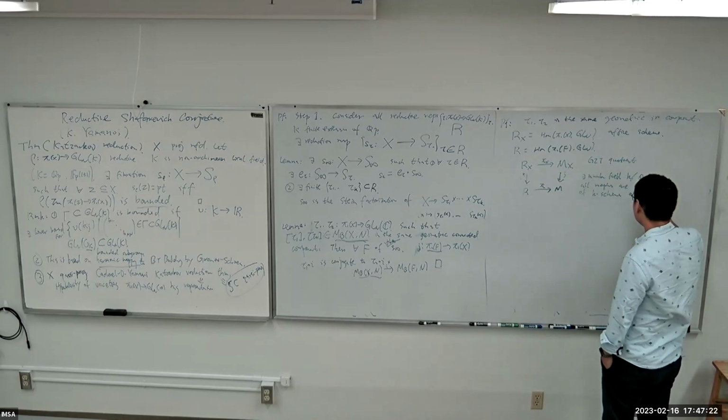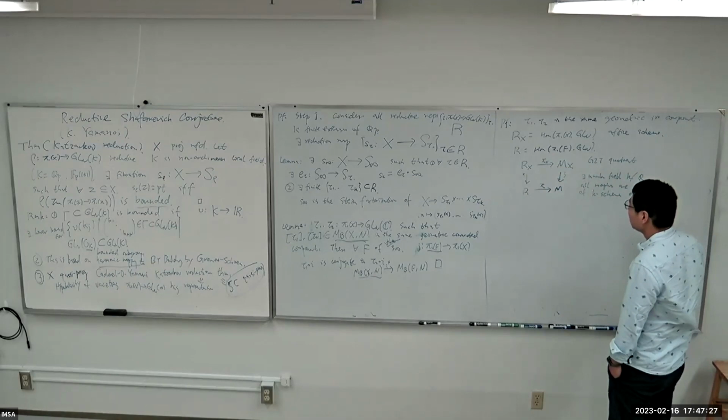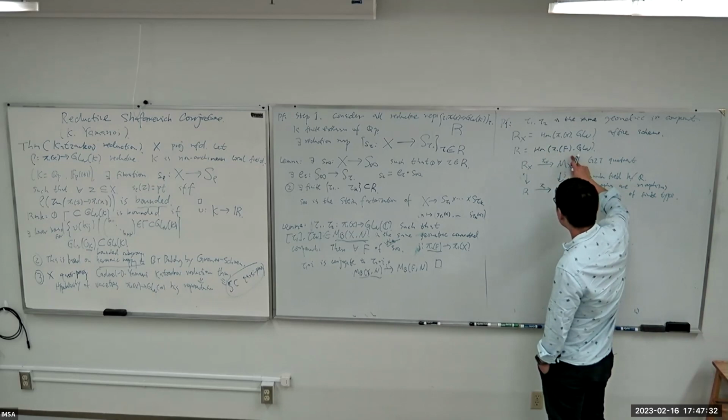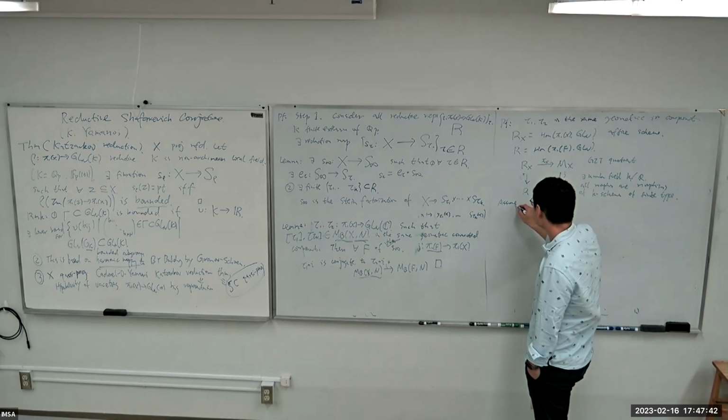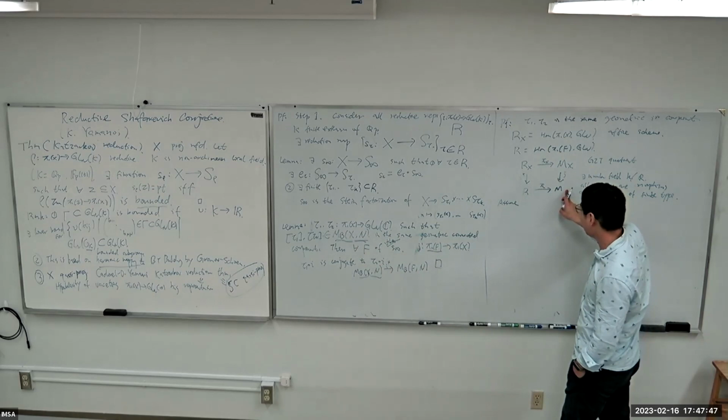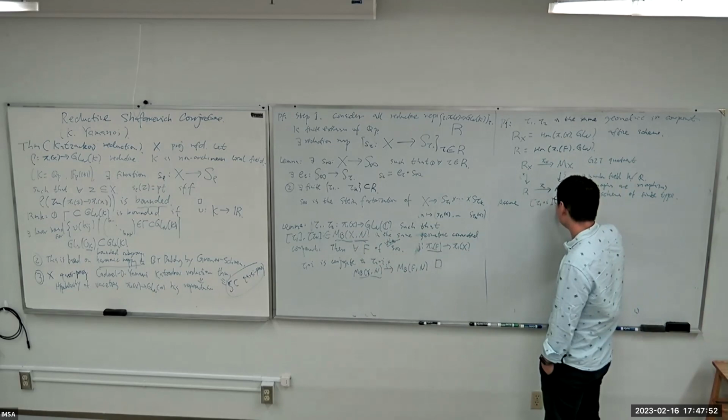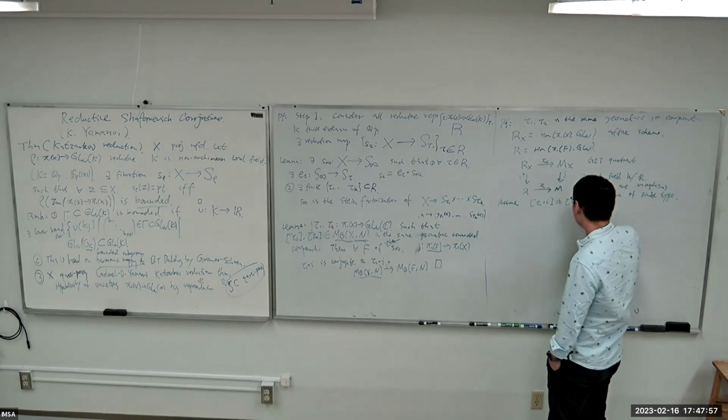So those are schemes of finite type. Now for tau 1 and tau 2, each is a point in M, the space of conjugacy classes. If they are conjugate, this means they are the same point in M. So assume by contradiction that tau 1 is not equal to tau 2.